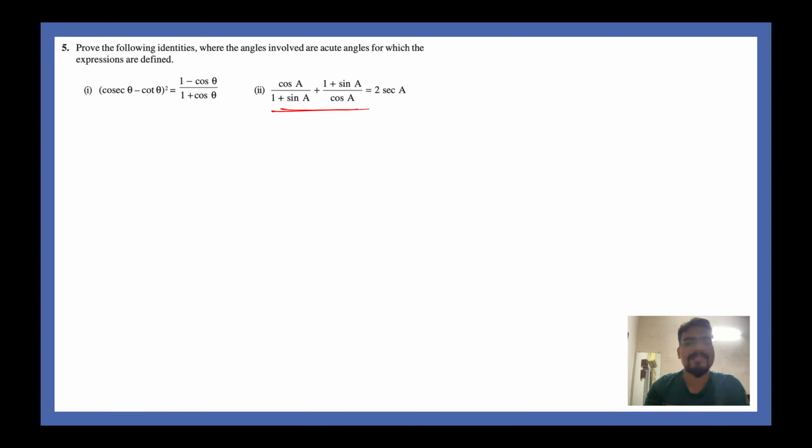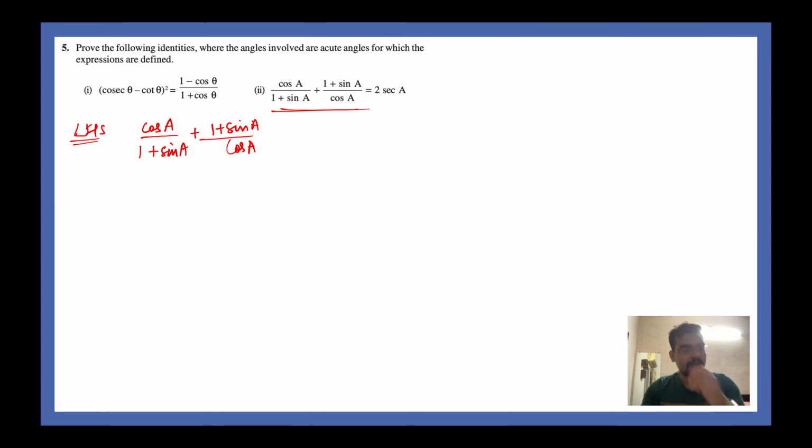The question is cos a upon 1 plus sin a, plus 1 plus sin a upon cos a. Now what we can do here is, guys, it's very easy, nothing to worry about. In the next step, we have to simply write what is LHS. What is LHS in the second case? Second case is cos a divided by (1 plus sin a) plus (1 plus sin a) divided by cos a.